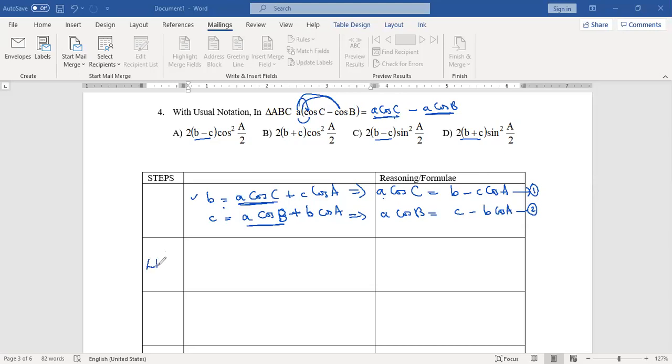Take the LHS. Open the bracket: A cos C minus A cos B. Now replace it: B minus C cos A minus C minus B cos A. So you get B minus C. Look, there is only one answer possible here. First take B and C together: B minus C, C cos A plus B cos A.